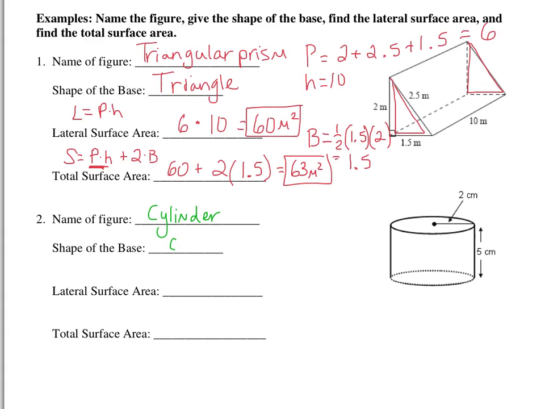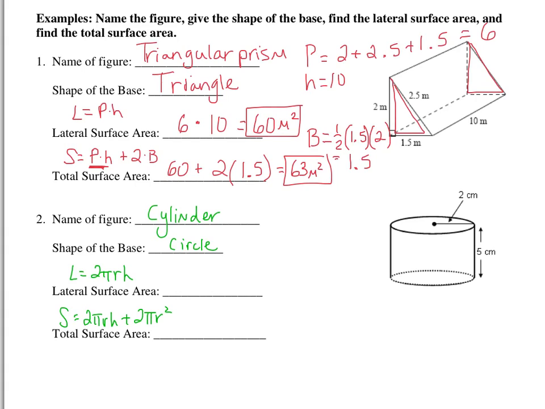And the base is a circle. For the lateral surface area, or is just the first part of our equation, so 2 pi r h. My total surface area then is that again, plus the area of my bases.